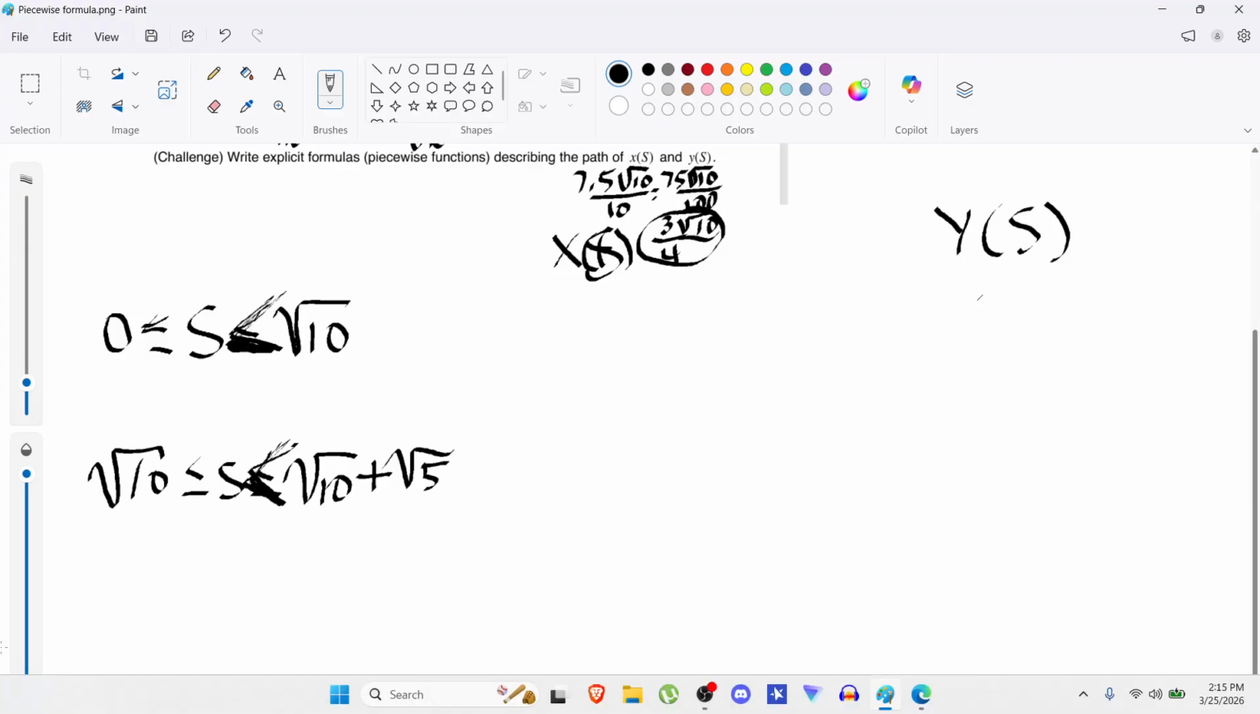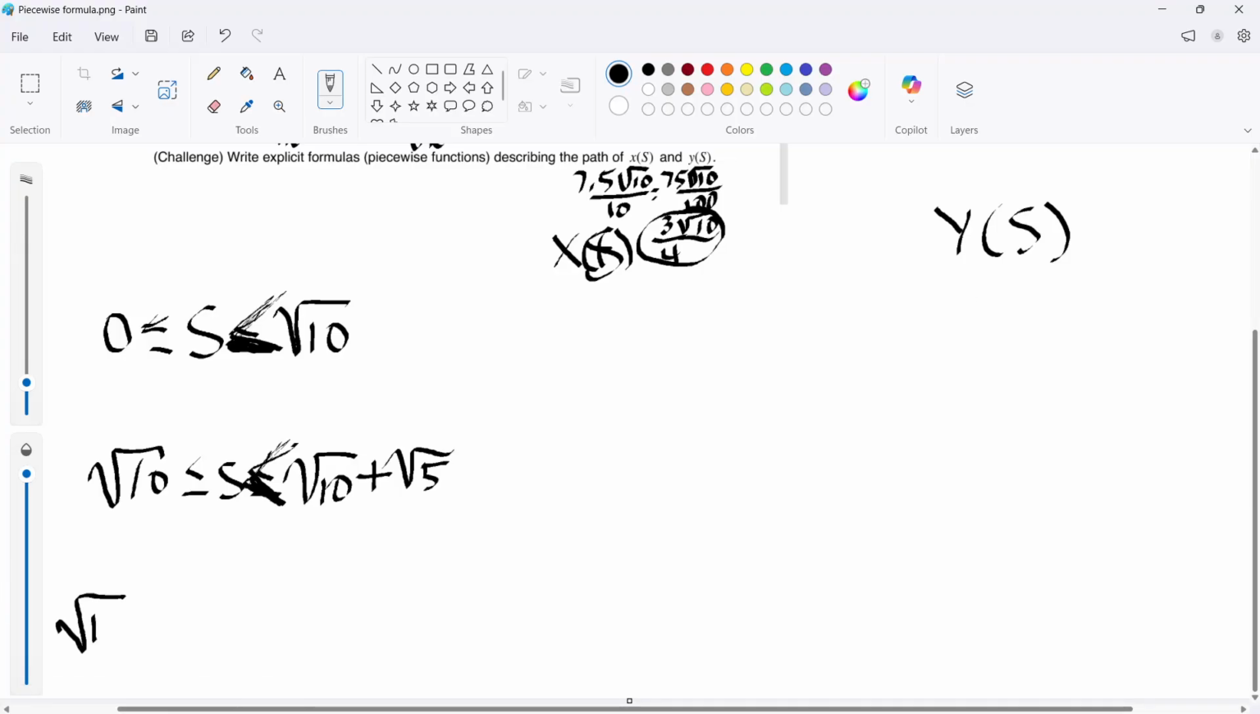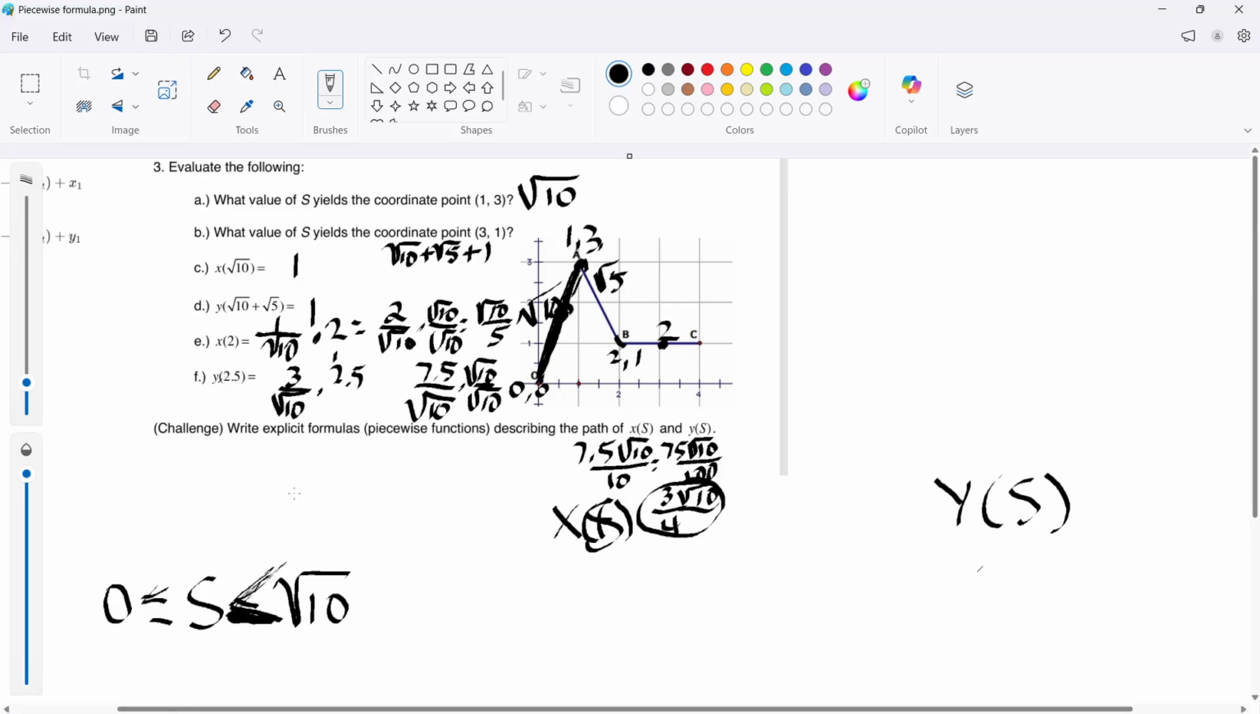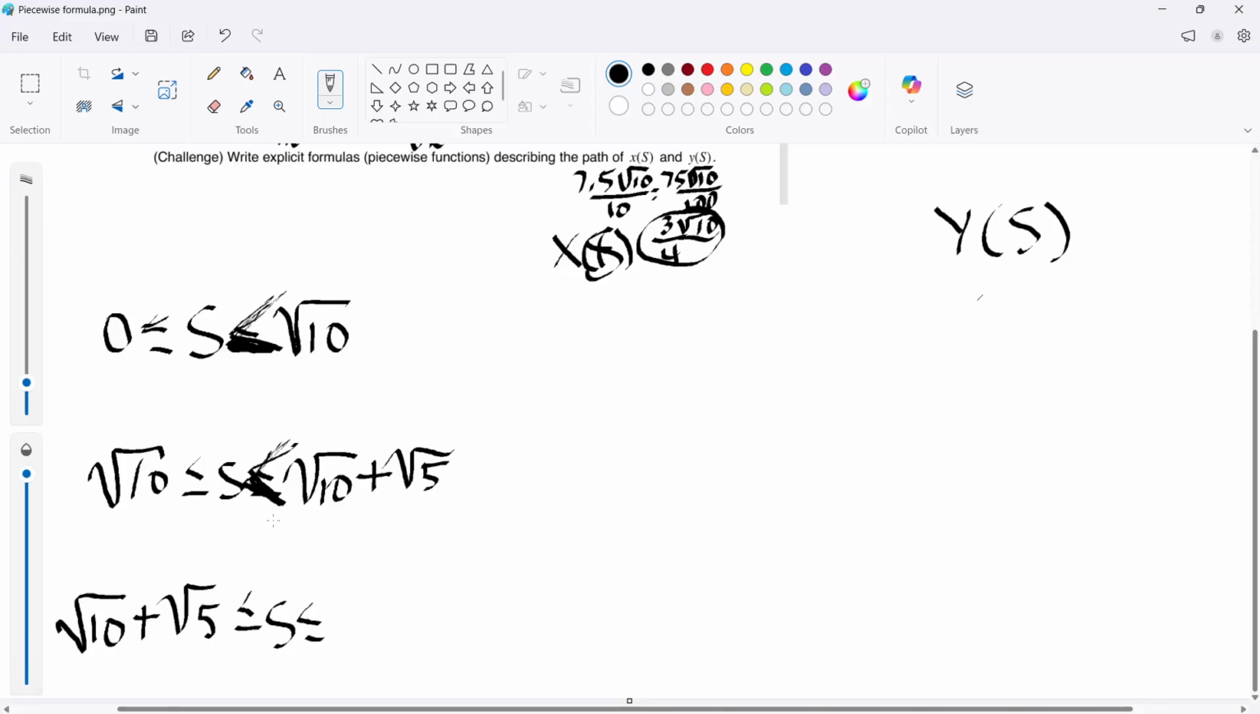Third segment goes from square root of 10 plus square root of 5 less than or equal to s, less than or equal to, what's the final value? Square root of 10 plus square root of 5 plus 2. That's the total distance traveled to get to the end. Okay.